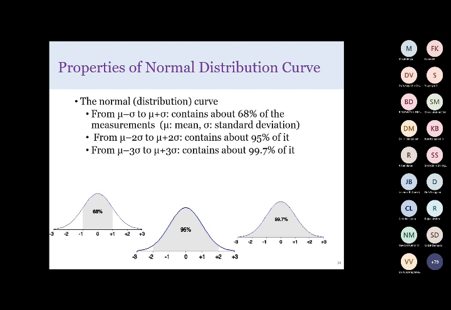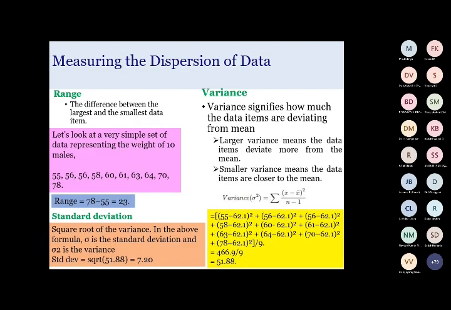Okay, so the next statistical measure of the dispersion of data is range. So what is range? It's the difference between the largest item in the data set and the smallest item. And we can find the standard deviation. If you want to find the standard deviation, we should first calculate the variance. We all know what variance is: how much the data items are deviating from the mean.